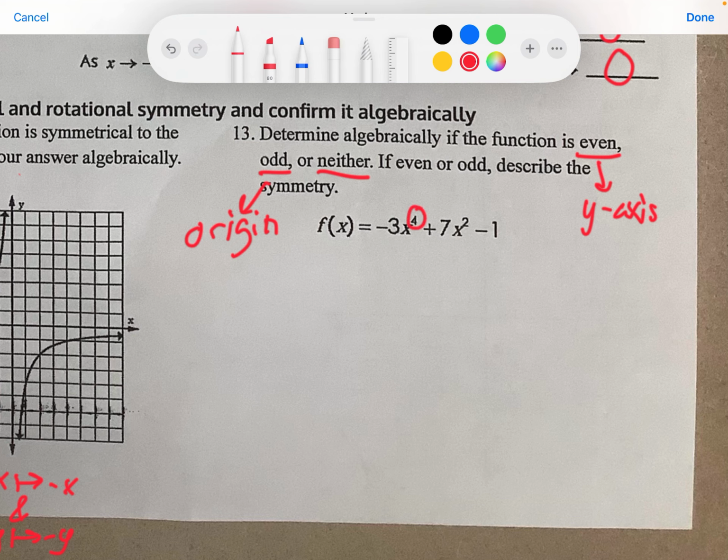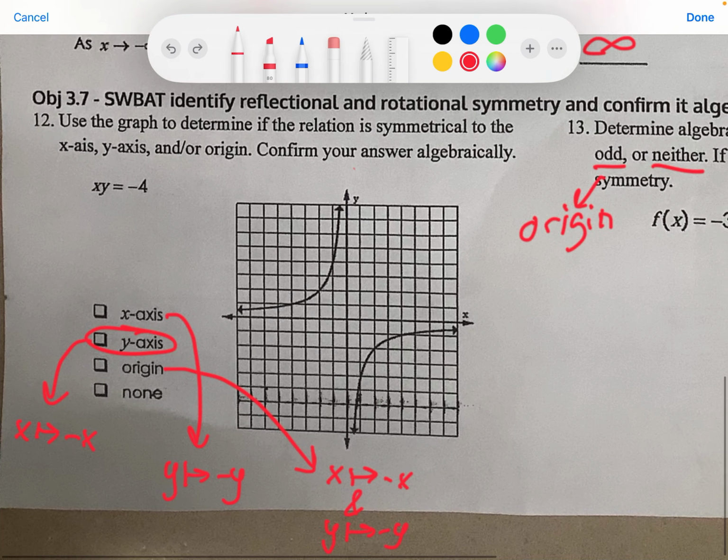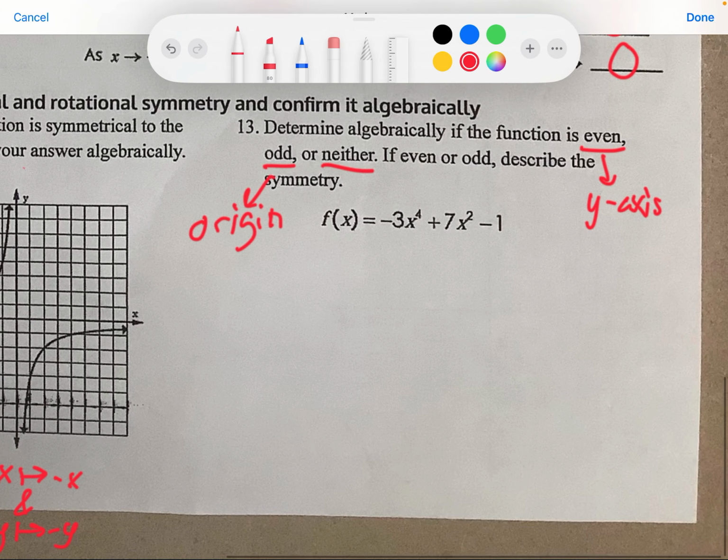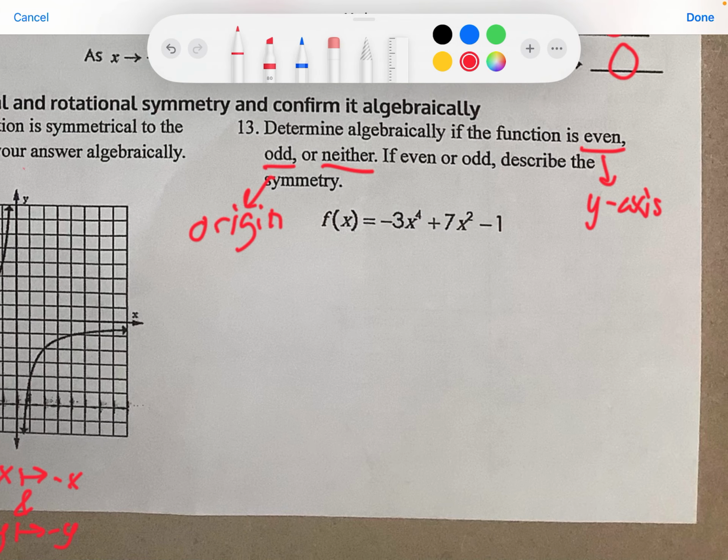Now I'm looking at these exponents. Those are even, which leads me to believe this function is probably going to be even. So let's check if it's even by setting, even is y-axis, x to negative x. So we'll put in negative x, and I'm going to change f of x into y. Negative 3 times negative x to the fourth plus 7 times negative x squared.